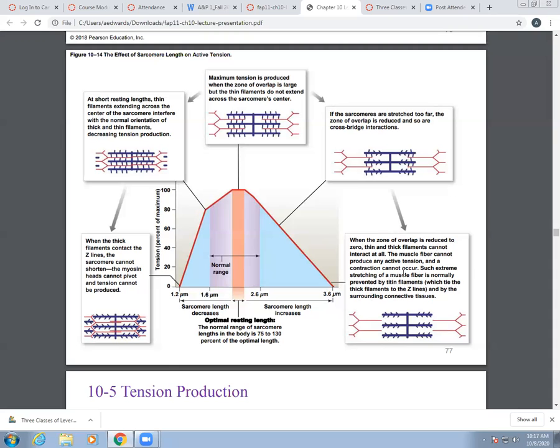All right, this is normally prevented by the titin, which connects the thick filaments to the Z lines. But if something damages your titin, the actin and myosin can get too far apart. So you want some cross bridging. You don't want too much, and you don't want not enough. It has to be just right. Okay.